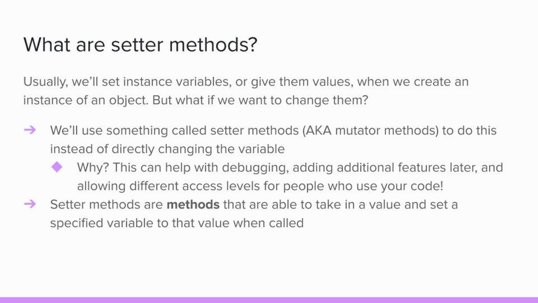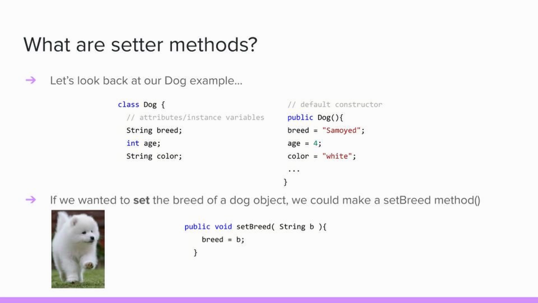Why might we do this? Setter methods can help us with debugging, adding additional features later, and allowing different access levels for people who use your code. Setter methods are methods that can take in a value and set a specific variable to the value when called. So let's look back at our dog example from Lesson 9.